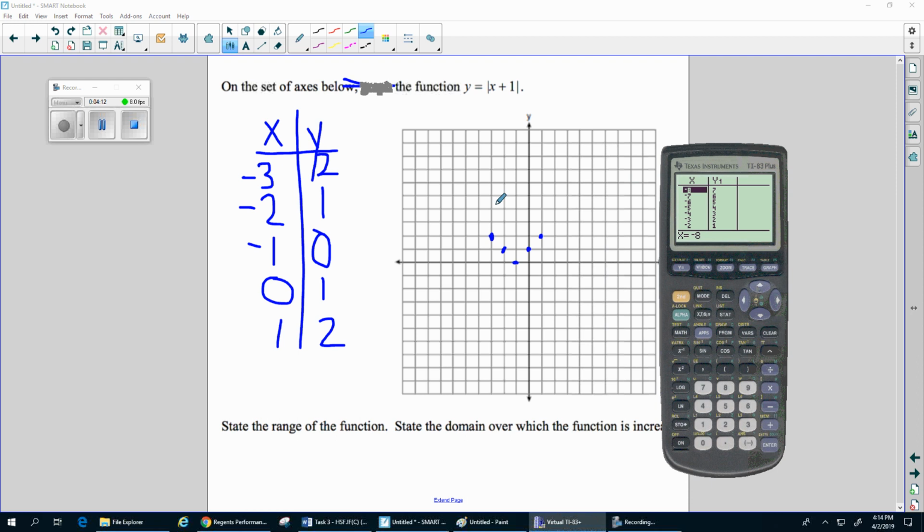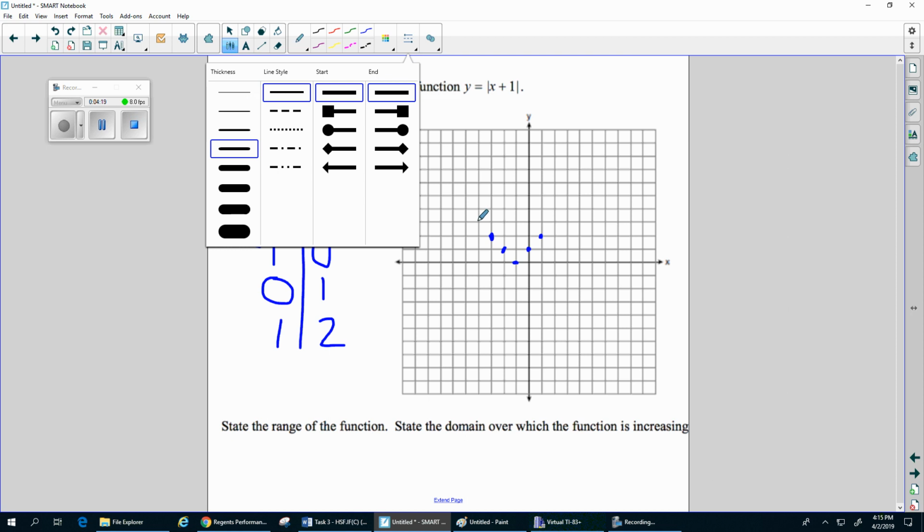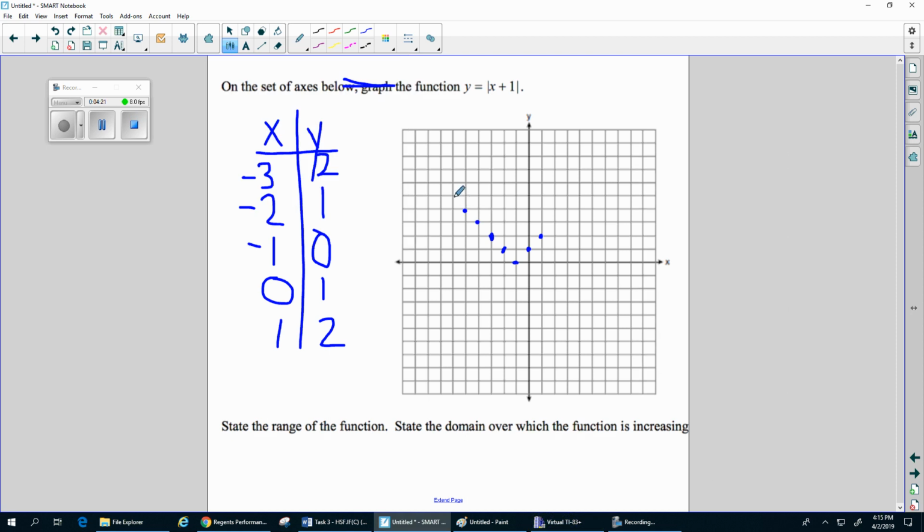In fact, you can plot all of these. So transfer all of these points onto your paper. It's right there. Make sure you're plotting all the points until you are off the grid, and same thing on the other side. Let's go ahead and connect. Make sure you're using arrows. We go forever that way, and then forever on the other way also.